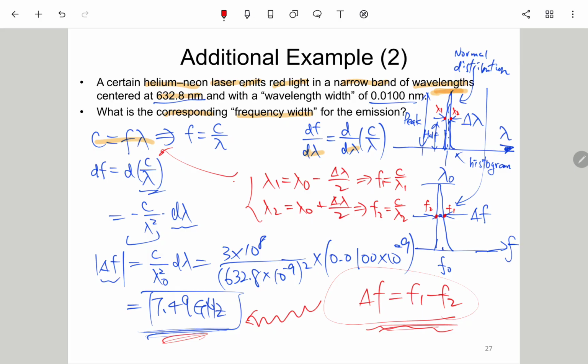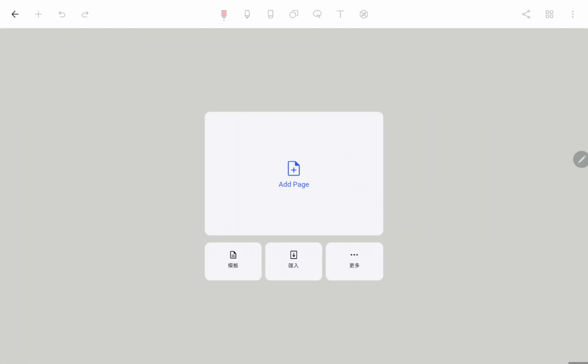Anyway, this is an additional example to get you familiar with how to apply the derivative to approximate something. Probably this one is considered easier to calculate than going through this one. Or maybe, if you are not that familiar with the derivative, you feel the red part is easier to understand.